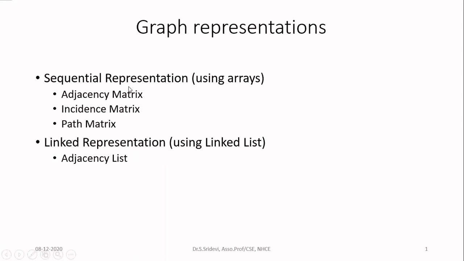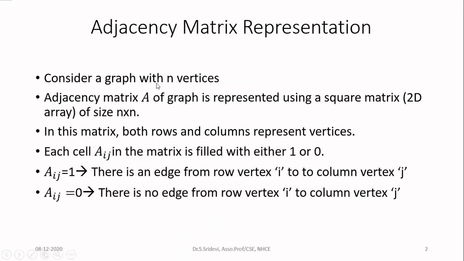In sequential representation, we have three different methods. One is known as adjacency matrix, second is incident matrix, and third one is path matrix. Then in linked representation, we have a method called as adjacency list. So we will be focusing on all these four methods in today's class. So first we'll consider the adjacency matrix representation.